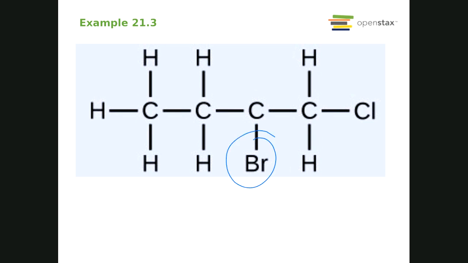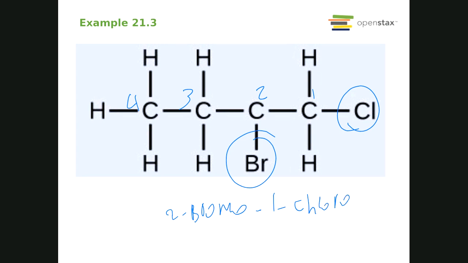So this would be 1, 2, 3, and 4. Now we have 2-bromo coming first, bromo, and then 1-chloro, alphabetic order. When you are numbering, you always number from the side that is going to give you the lowest set of numbers. You can't say 1 and then 2 and then 3. It has to be consecutive numbering.